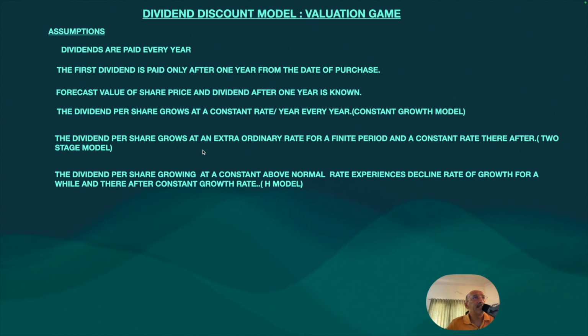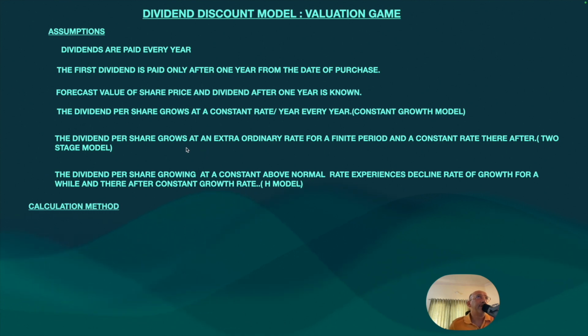See, what they say is the dividend per share growing at a constant rate above normal rate experiences declining rate of growth for a while, and thereafter a constant growth rate. So you can analyze this as a double hump. Initially it will be extraordinary. After a period of time there will be a decline, and then it becomes a normal or a constant growth rate.